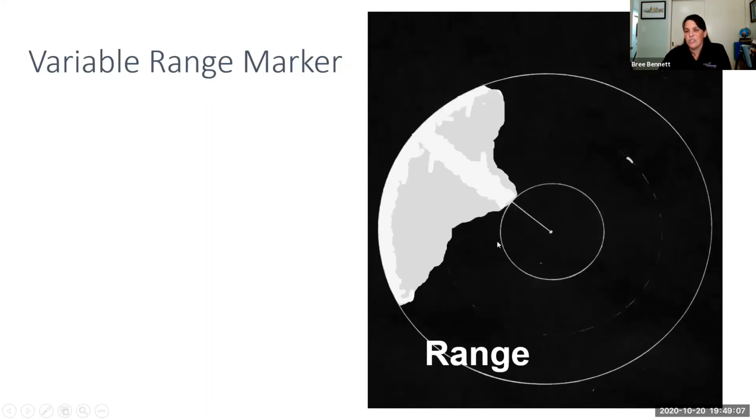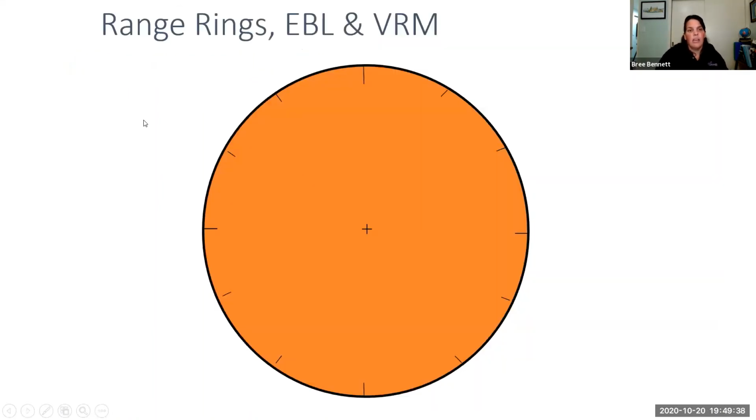Range marker is also used a lot for navigating. If you're in a channel, you want to stay 7/4 of a mile to the right side of the channel. That's the lane that you want to be in. You just keep your radar range, or we also have parallel indexing right on the edge of a piece of land, and you could use it for navigation as well. So lots of different tools for your EBL and VRM.